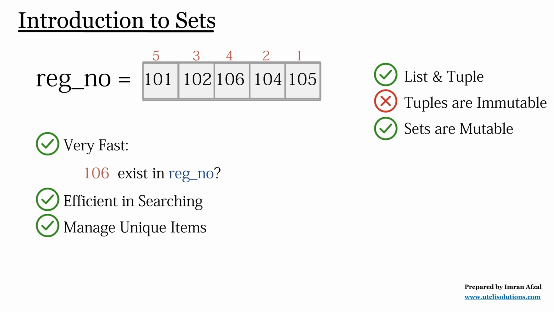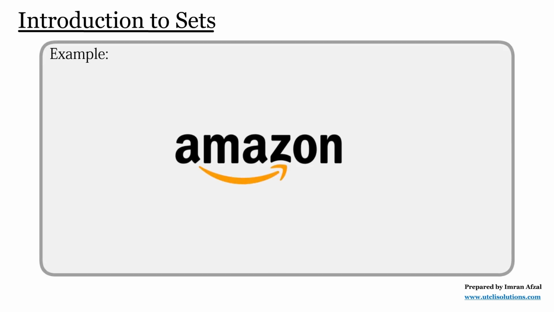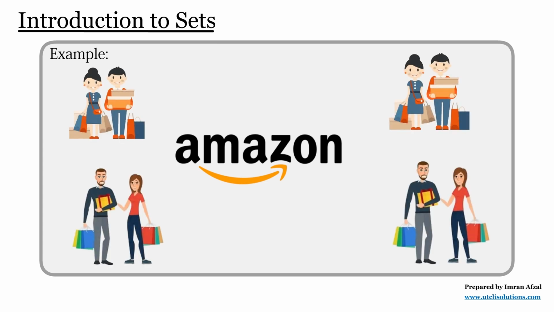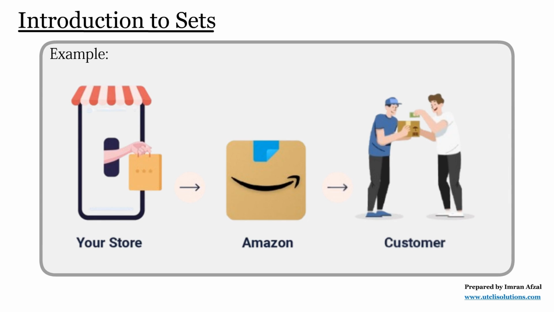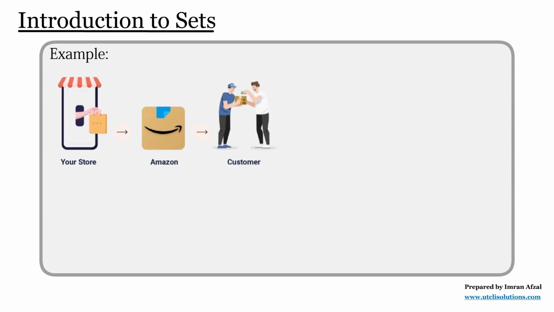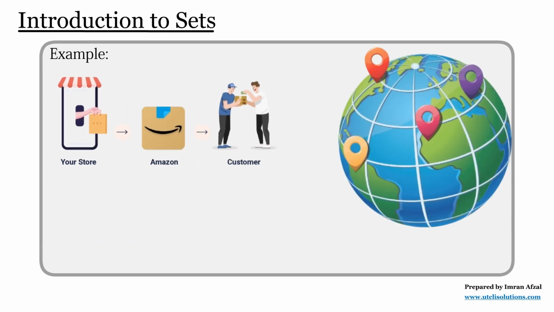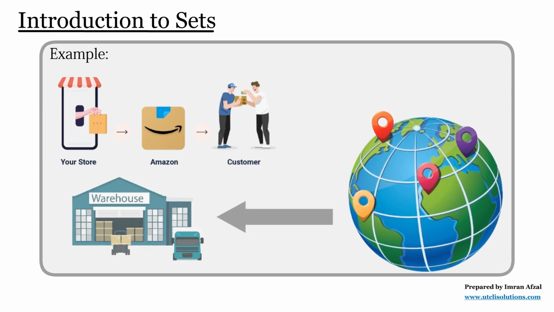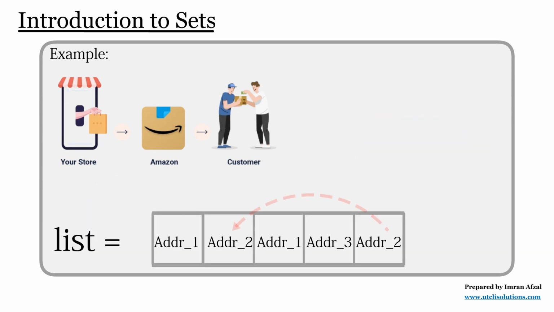Let's take an example from a well-known American company, and that is Amazon. As you know, Amazon has millions of customers who place orders every day, right? The company needs to keep track of different customer locations to decide where to open new warehouses. If Amazon stores customer addresses in a list, there will be many repeated addresses because different customers from the same location might order multiple times.